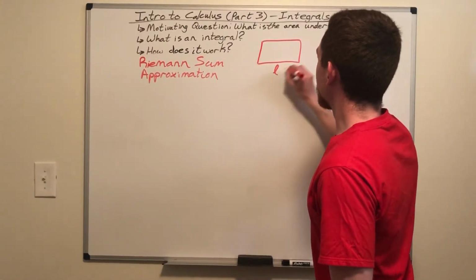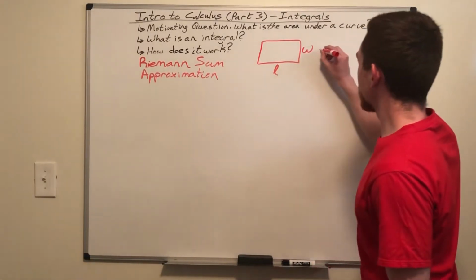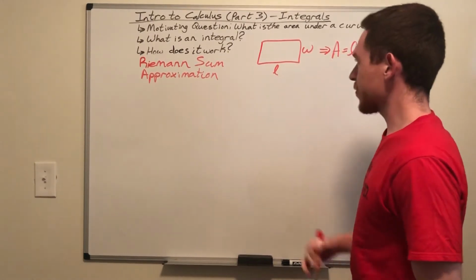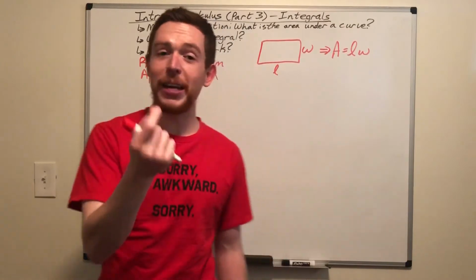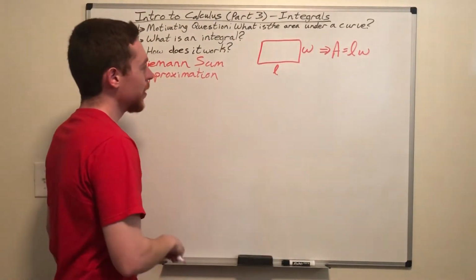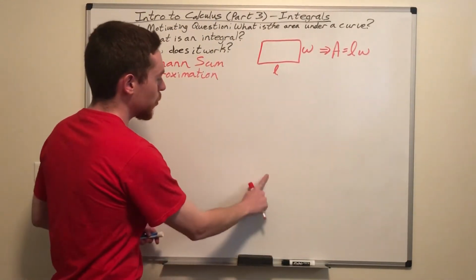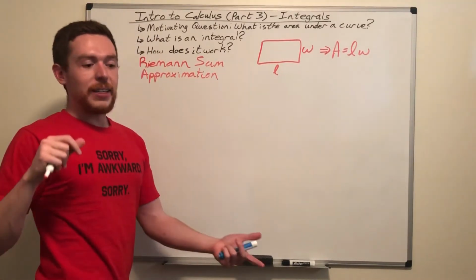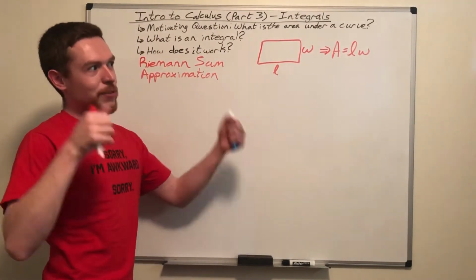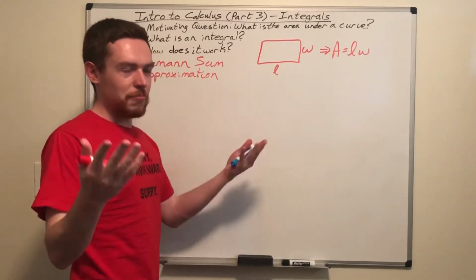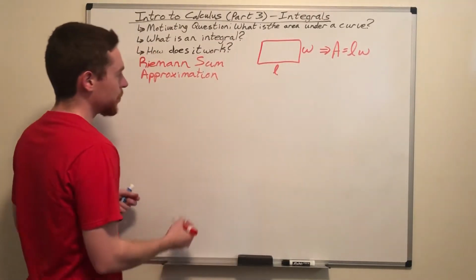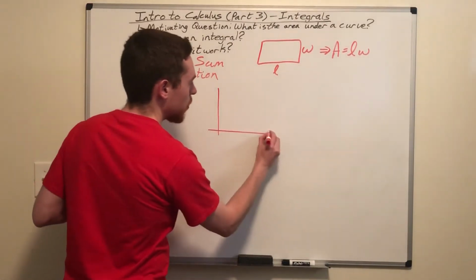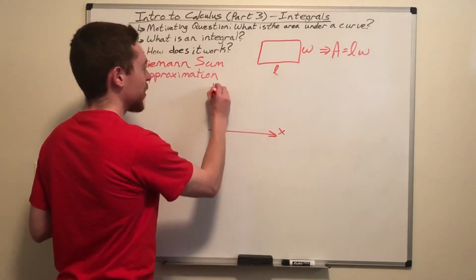If we have a rectangle with length and width, we know the area of that is just the length times the width. They're very easy mathematically to compute the area of. And so we're going to use rectangles to approximate the area under our curvy thing, and then we'll use limits to actually find the exact area. So that's the big picture idea. So how does this work? Okay, good question. Thanks for asking.